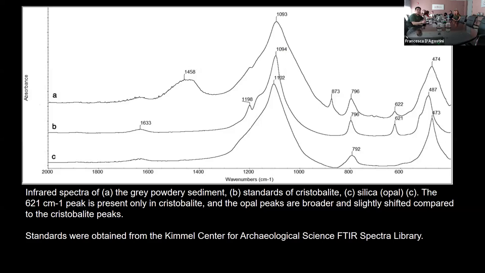Okay, so the most important thing you need to take: the silica is this 1112 and 1090-1094, together with this 796, the 873 and the 1458, which in the archaeological sample is calcite. But the most important thing you need to check here is the 622 and 621, which is a characteristic peak for the cristobalite. So we see them in the archaeological sample, and we saw also the birefringence. So it means that the sample had gone to at least this temperature where the cristobalite starts forming.